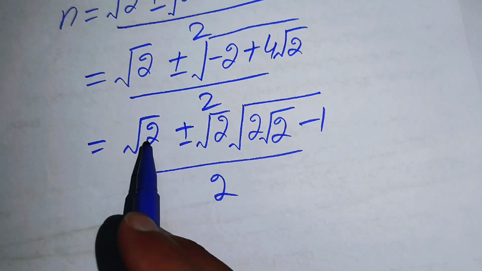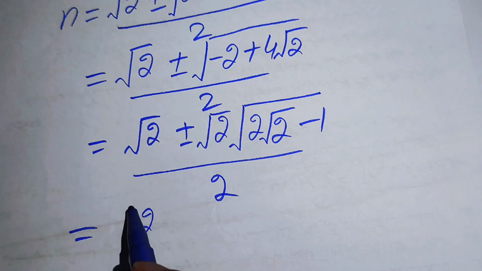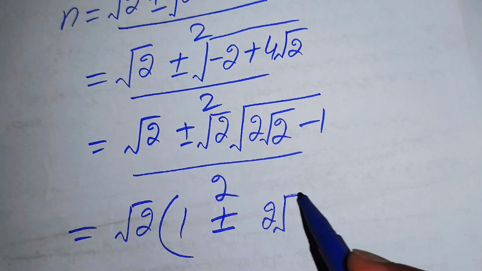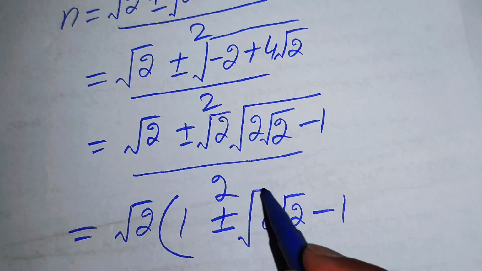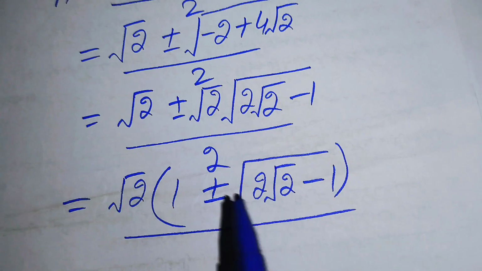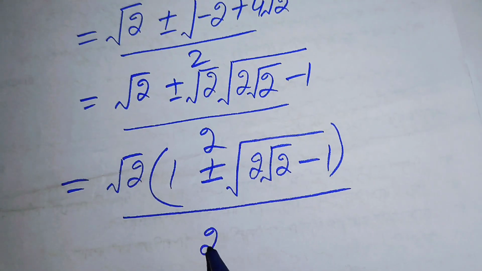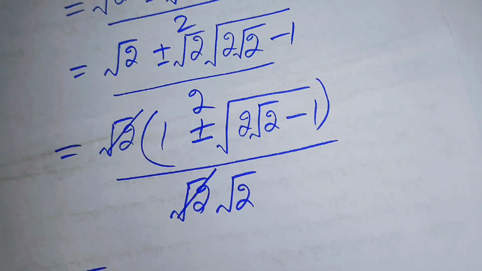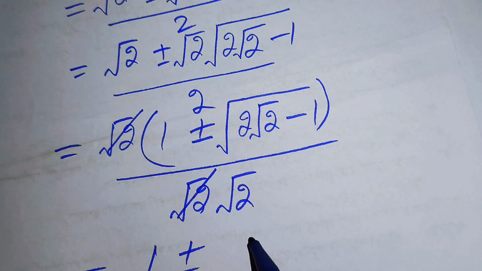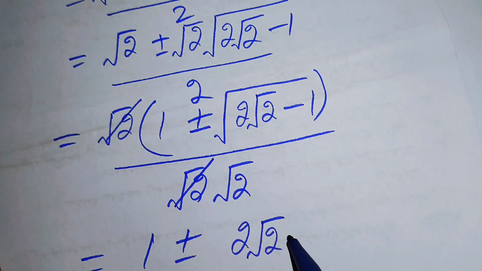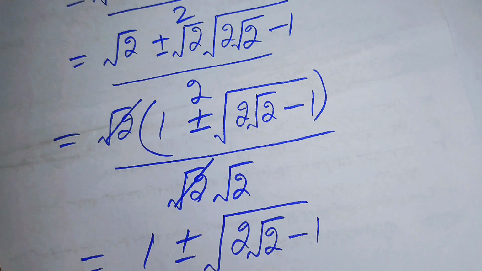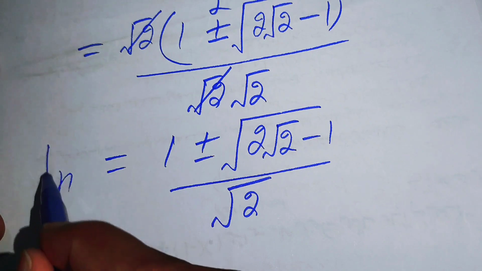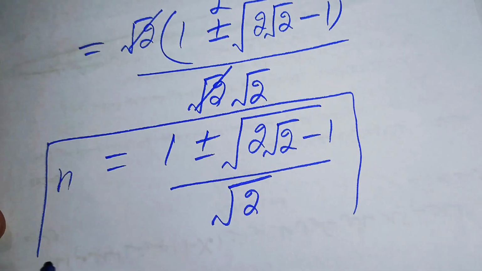And now again we take common square root 2 on the upper terms, and you get 1 plus minus square root of 2 times square root of 2 minus 1 whole square root, over 2, and we can write this 2 as square root 2 times square root of 2. So these cancel, and you get the two roots of the equation are 1 plus minus square root of 2 into square root of 2 minus 1, whole square root, over square root of 2. So these are the first two roots of the given equation.